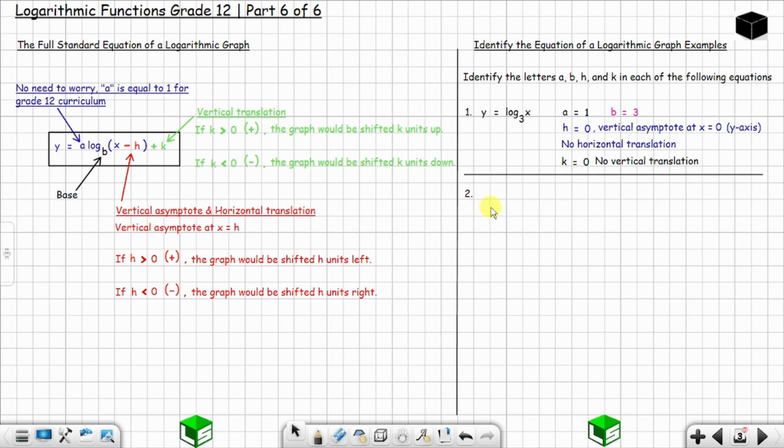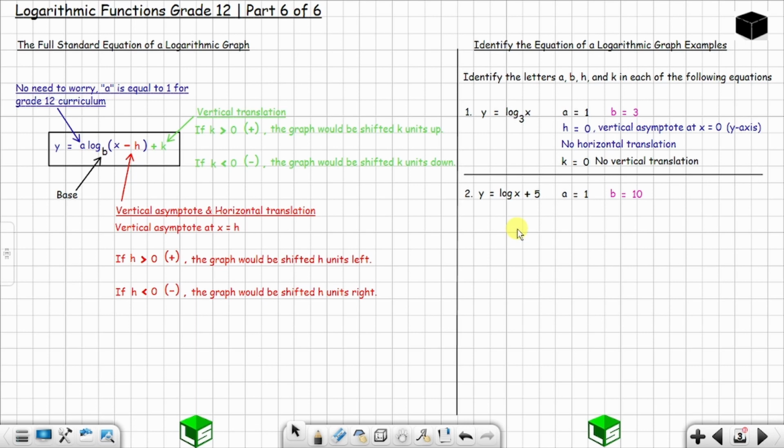Now you are given y is equal to log x plus 5. What is a equal to? You can see there is an invisible 1 there, so a is equal to 1. And what is b equal to? B is equal to 10.